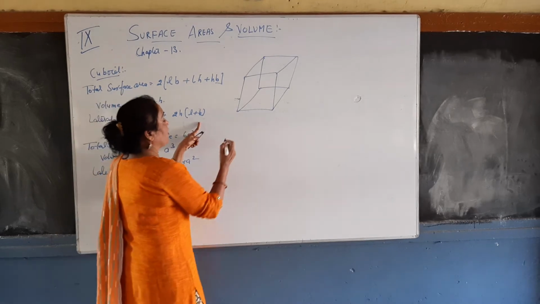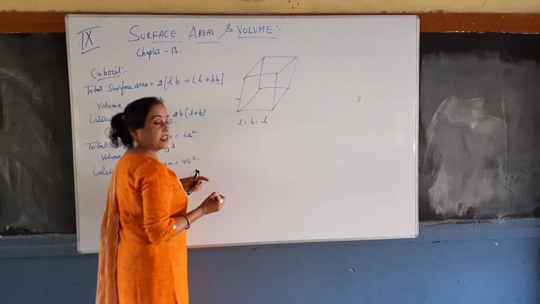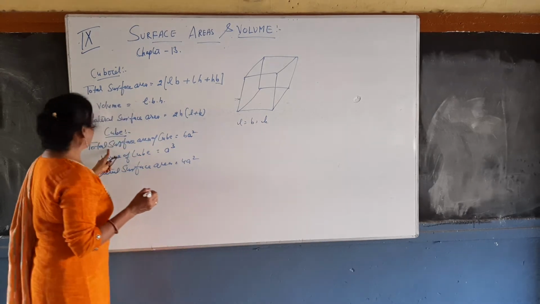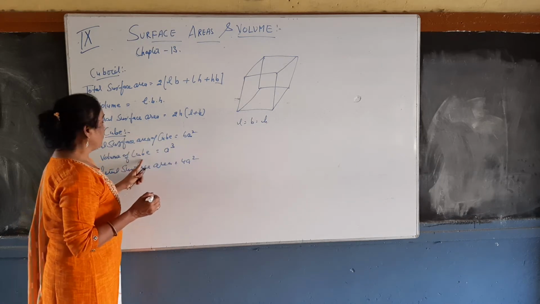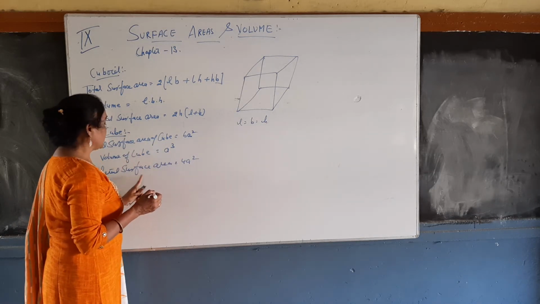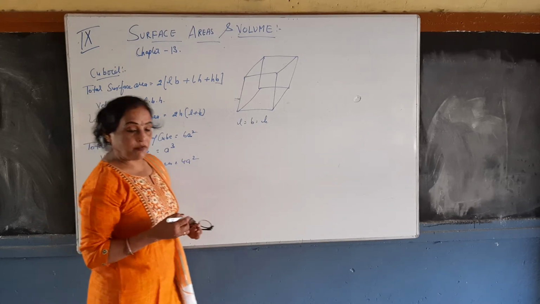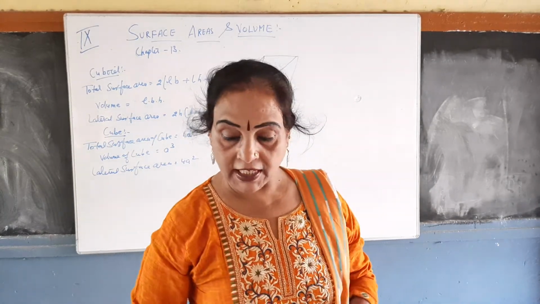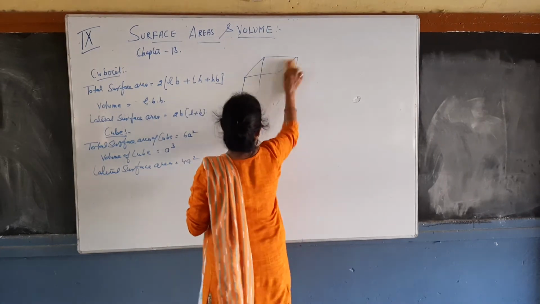And cube, if L equal to B equal to H, if all the three sides are equal, then cuboid will become cube, and total surface area of cube will be 6A square. Volume of the cube will be A cube, and lateral surface area of cube will be 4A square. These are the formulas we will use here. So we are going to do exercise 13.1 by using these formulas.